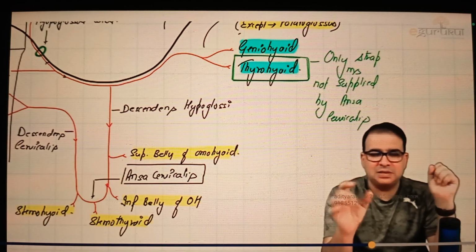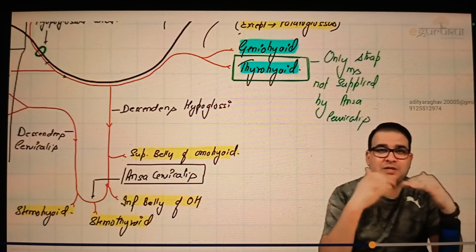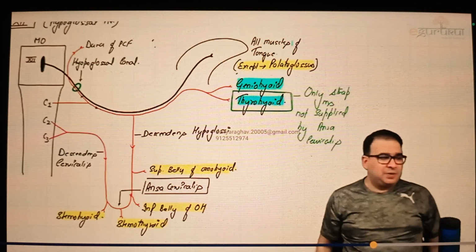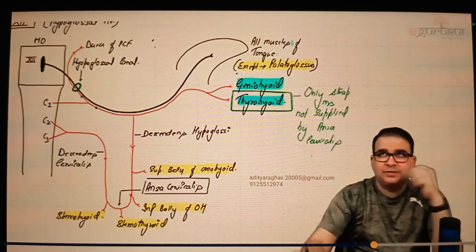I want you to please write down this about strap muscles. Strap muscles are the midline muscles of the neck which are present below the hyoid bone. So that concludes the cranial nerves for us, guys. This is about the cranial nerves.